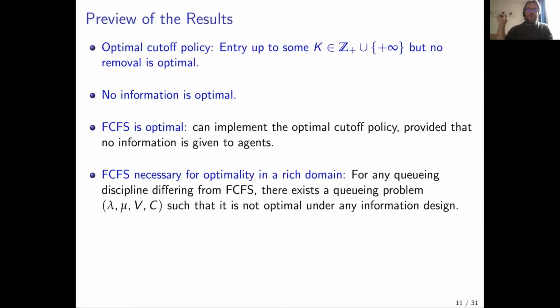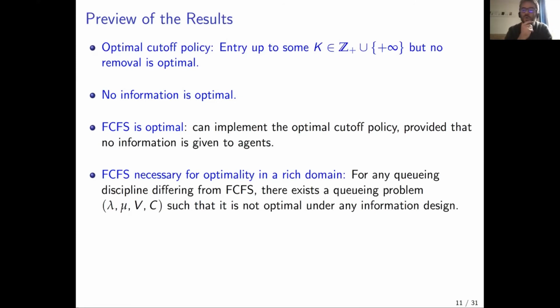In terms of a preview of the results, here's what they look like. We have an optimal cutoff policy, which means that entry rule and exit rule will be fairly simple. So the exit rule will be extremely simple. We will never remove agents from the queue. The only reason why agents are leaving the queue is because they are served, but you never remove an agent who is not served. Okay, so this Y will always be 0, this exit rule.